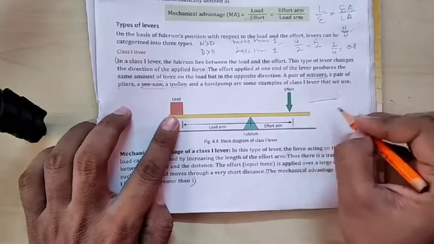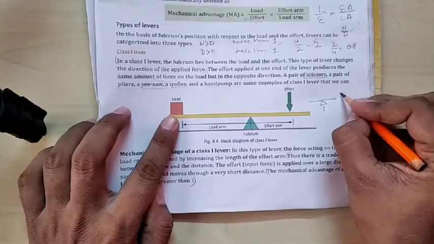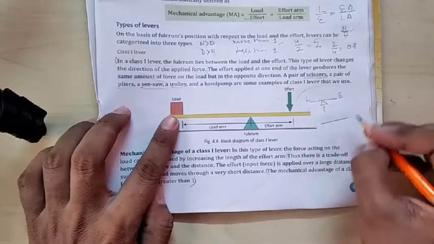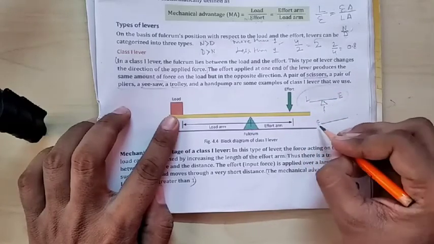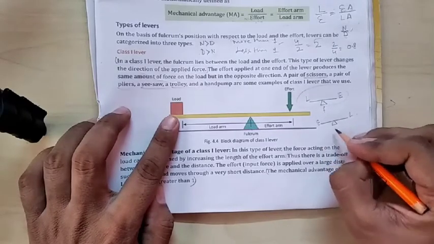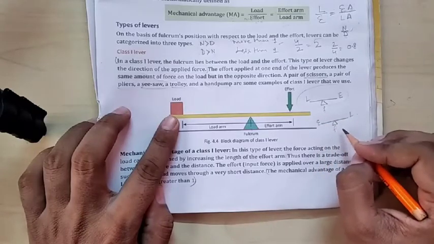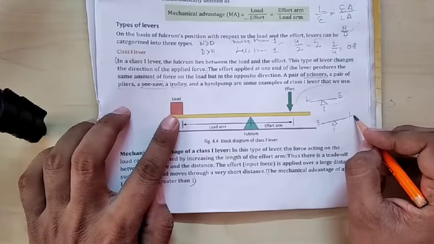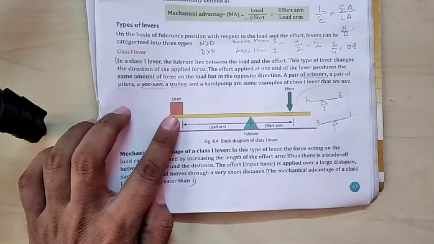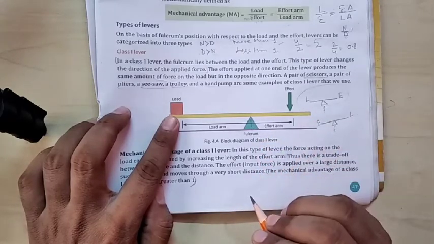Got it? This is the first class lever: this is the fulcrum, this is the effort, and this is the load. You can also put the effort here and the load here, with the fulcrum here. So this is also a first class lever. It doesn't matter whether the load is here and the effort is there, or the effort is here and the load is there. What matters is that the fulcrum must be between both of them.